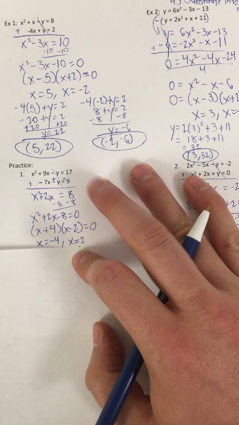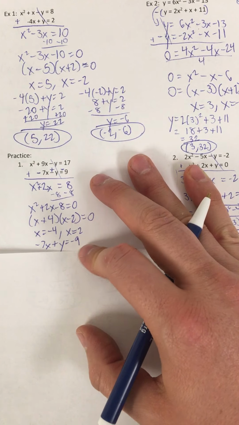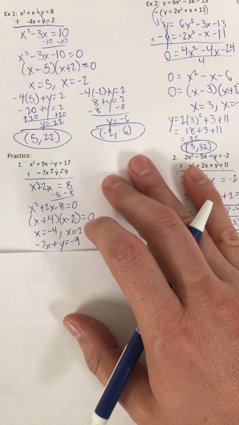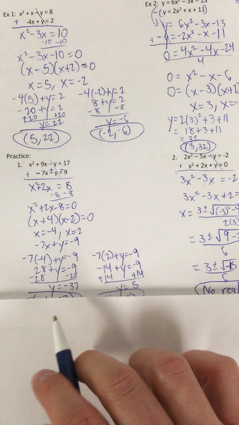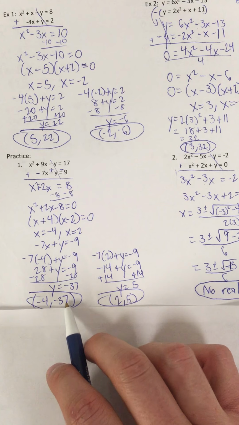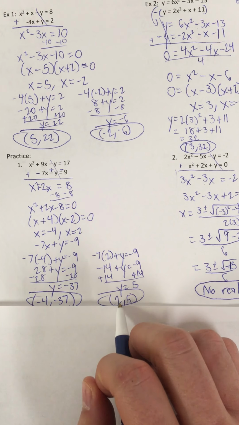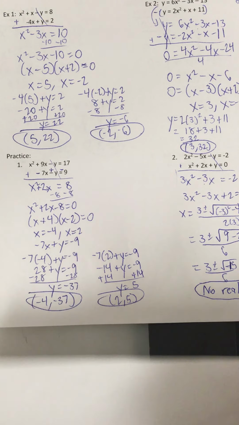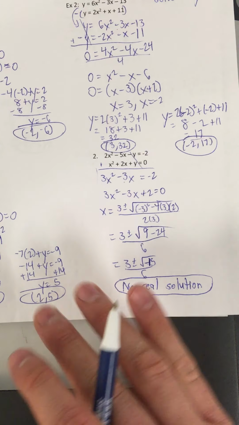Those are the x's. Need to find the y now. So if you use that second equation, negative 7x plus y equals negative 9, plug the negative 4 and the 2 in. Plug them in separately. All right, work that out. Your final answer is you're going to get negative 37 when you plug in negative 4. So (negative 4, negative 37). And you're going to get positive 5 when you plug in 2. So (2, 5).